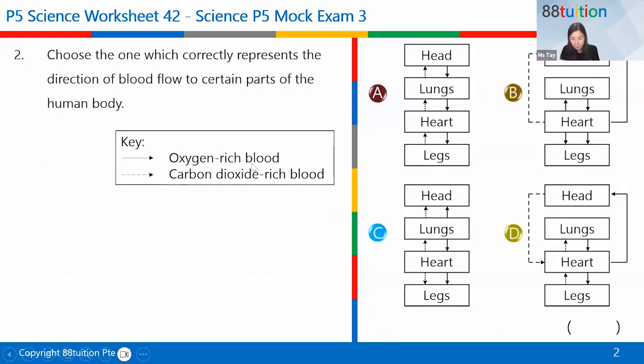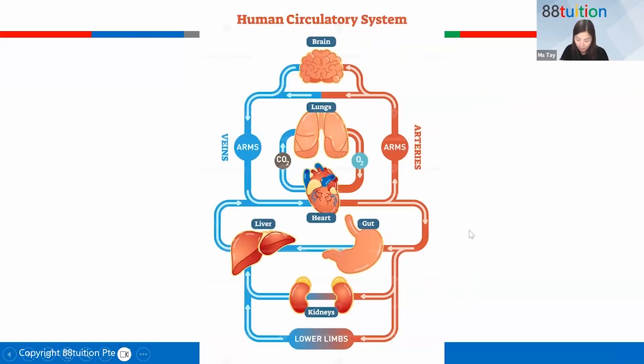Next question. Choose the one which correctly represents the direction of blood flow to certain parts of the body. How does blood flow? The heart pumps the blood to all parts of the body, right? So that also includes our head. I'll show you another diagram. I found this diagram online. So you have the heart here. These red colored blood contains a lot of oxygen, so you can see oxygen here. Then you can see carbon dioxide here, right? So the blue colored ones are actually carrying a lot of carbon dioxide.